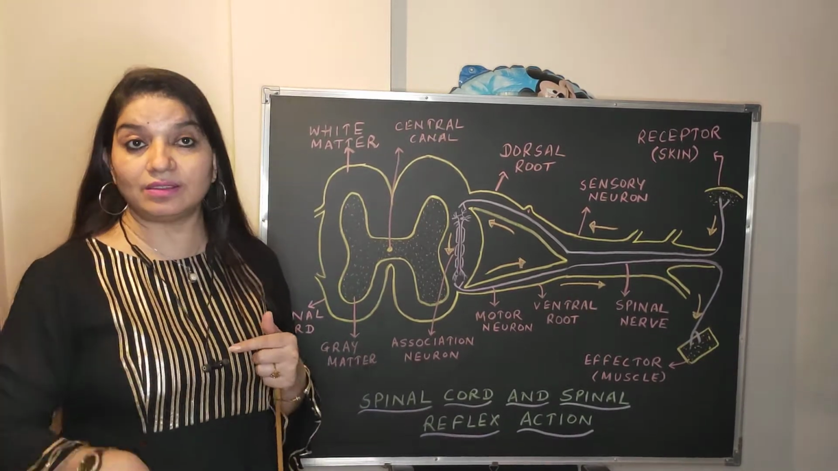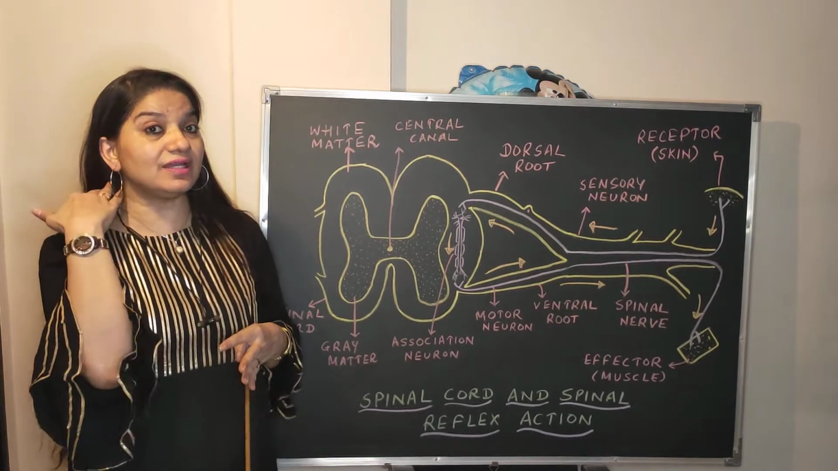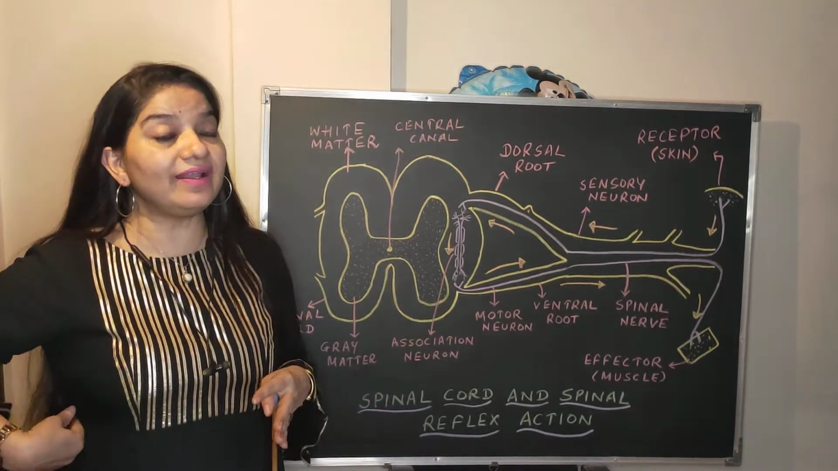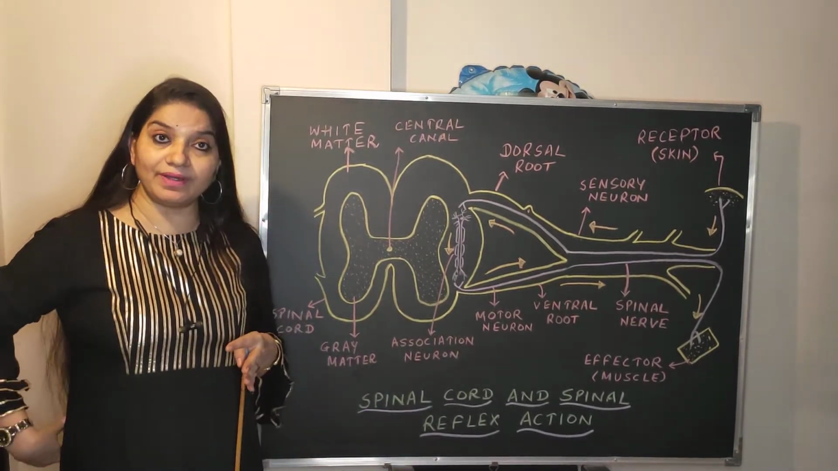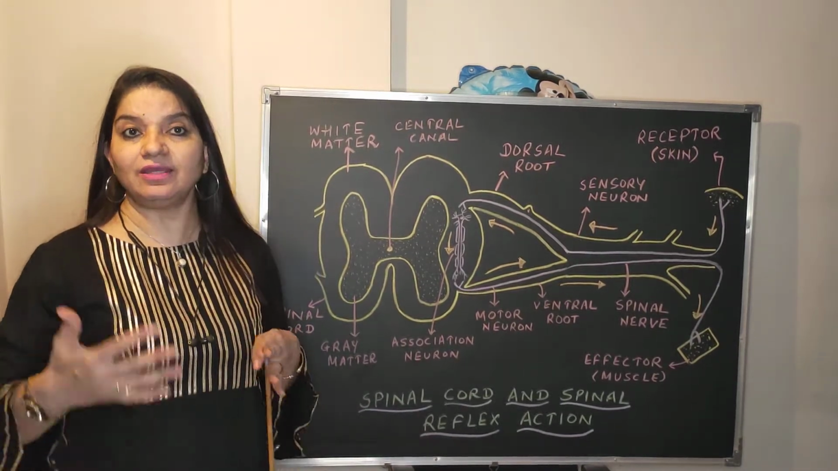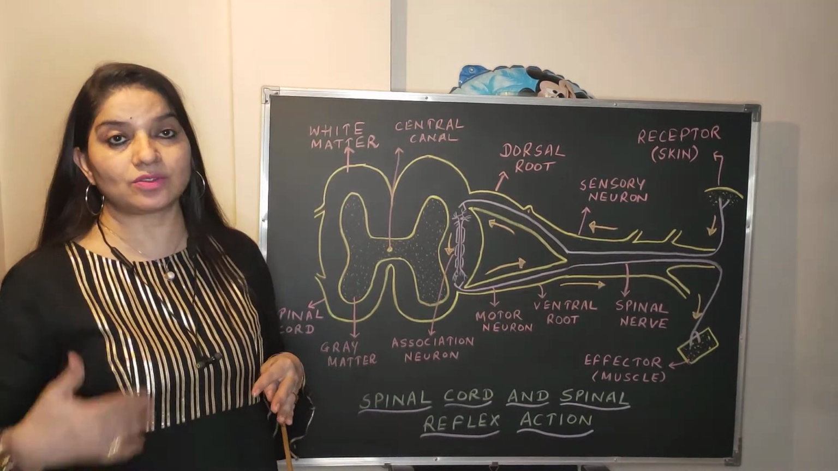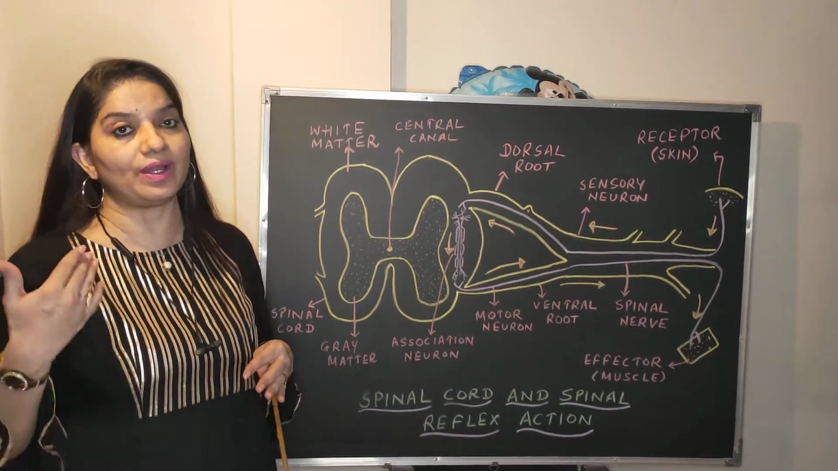And second is the spinal nerves. Spinal nerves are 31 pairs. So it is 8 in the neck region, then 12 in the thoracic, 5 lumbar, 5 sacral, 1 coccyx. So 8 plus 12, 20, 5 plus 5, 10, 30, and then the last one, 31 pairs. So this is how it makes the counting 31 pairs.